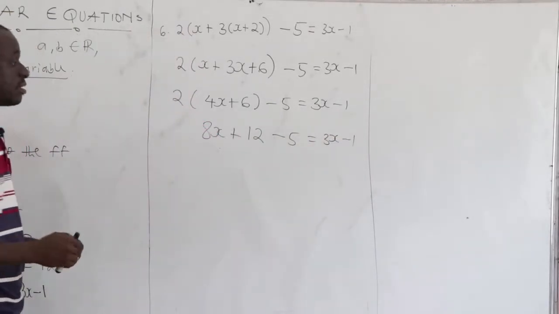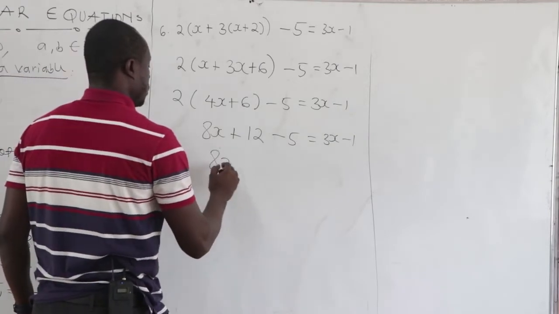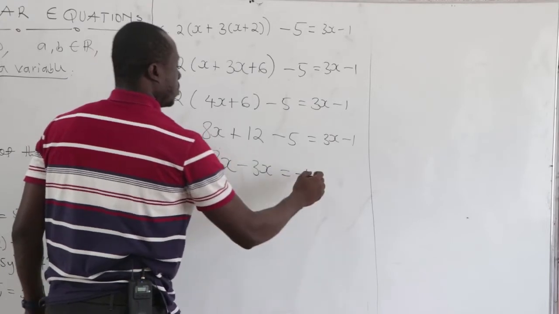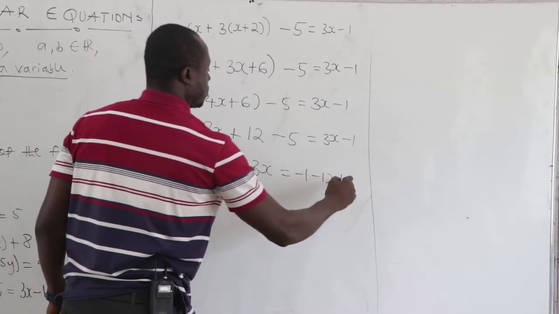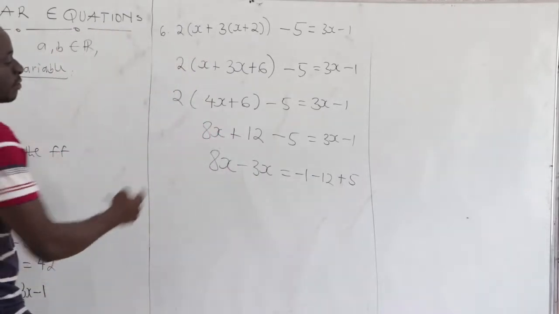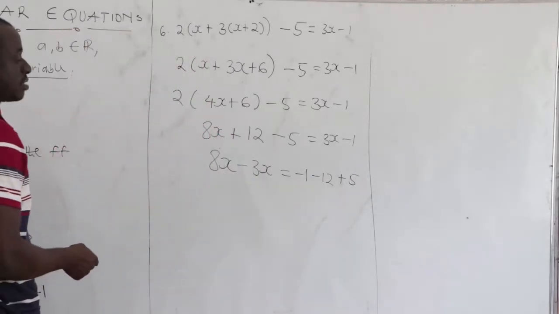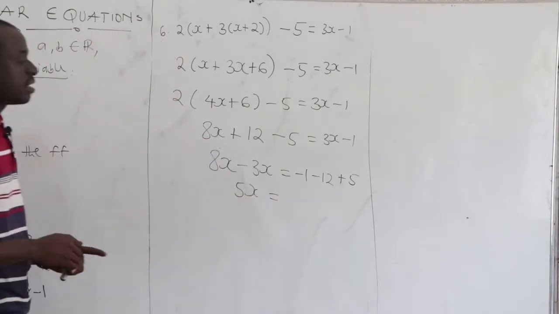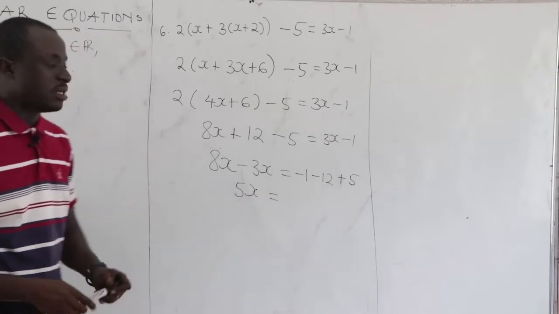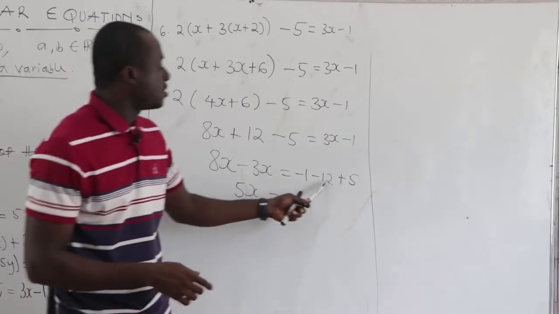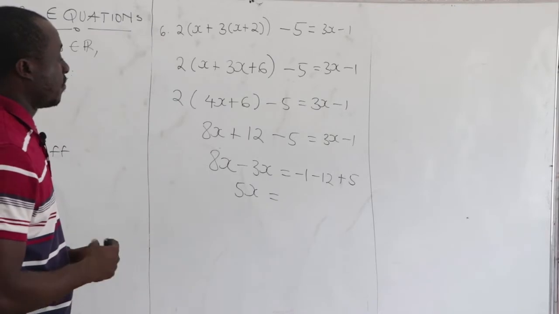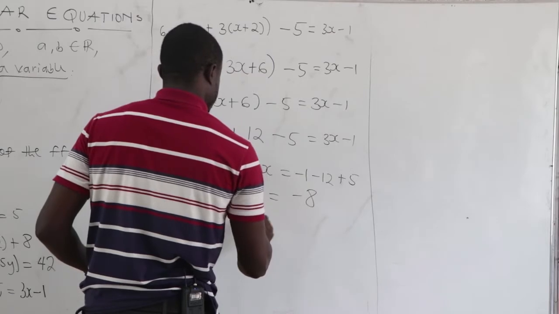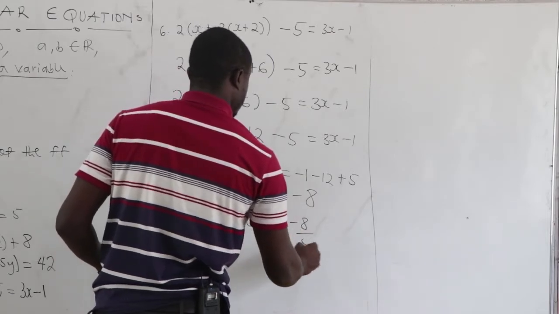From here we group like terms. So we have 8x minus 3x equal to negative 1, minus 12, that's negative 12, and 5 becomes positive 5. 8x minus 3x gives us 5x. Now negative 1 minus 12 is negative 13. Negative 13 plus 5 gives us negative 8. So clearly our x is equal to negative 8 over 5.